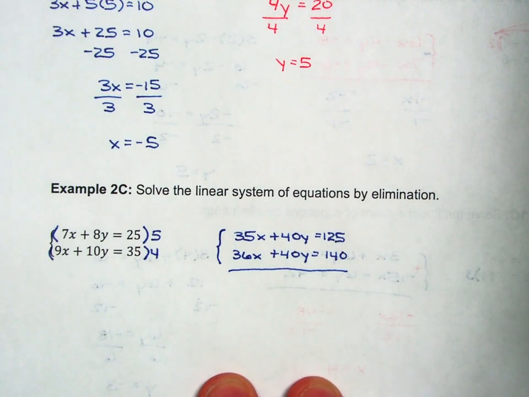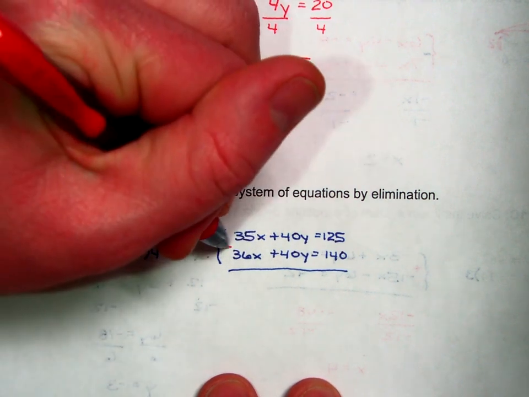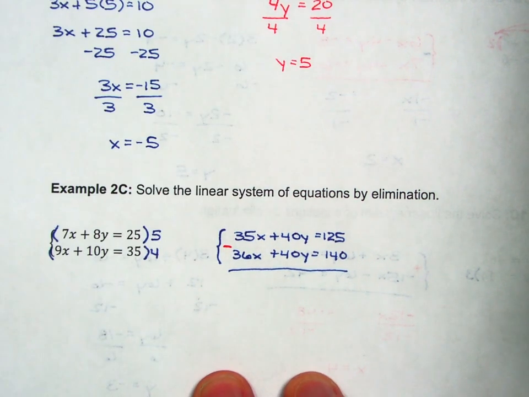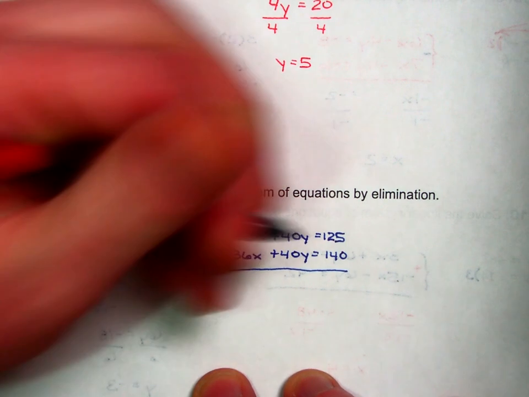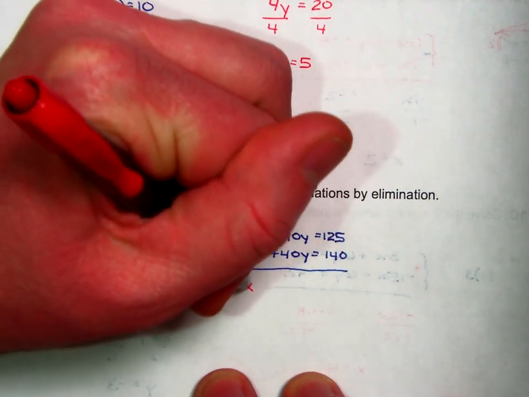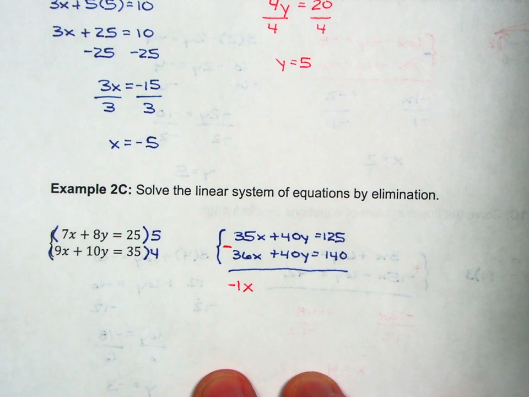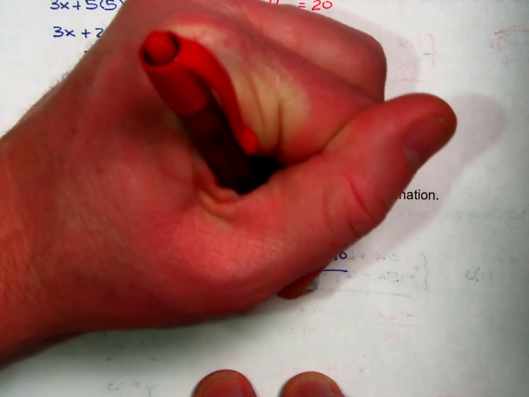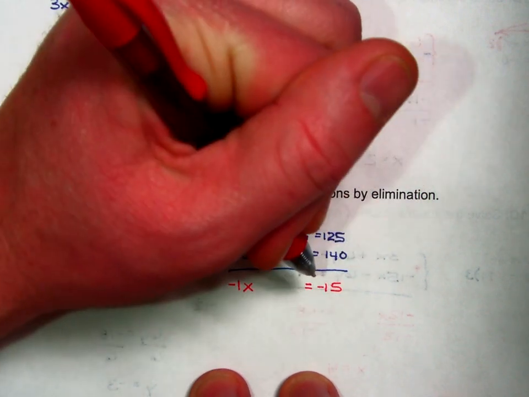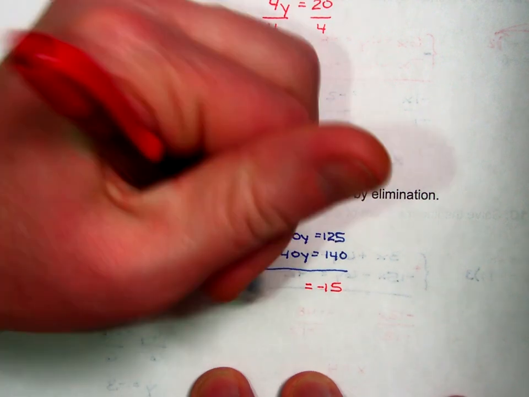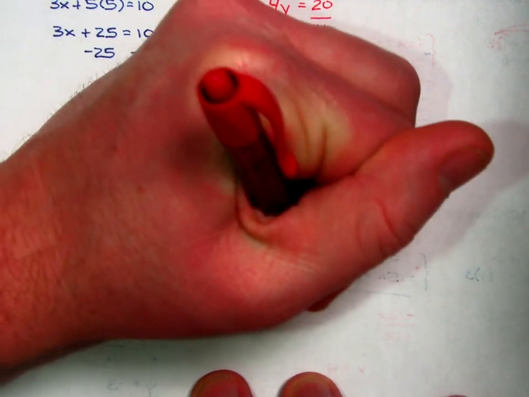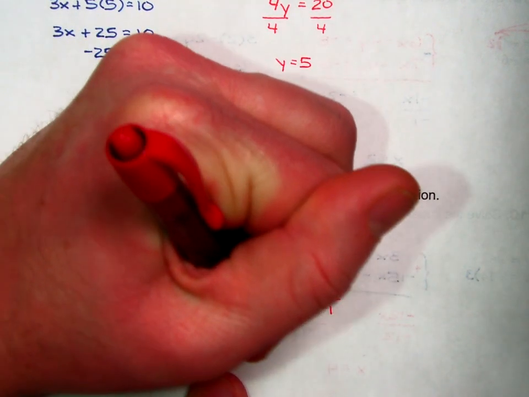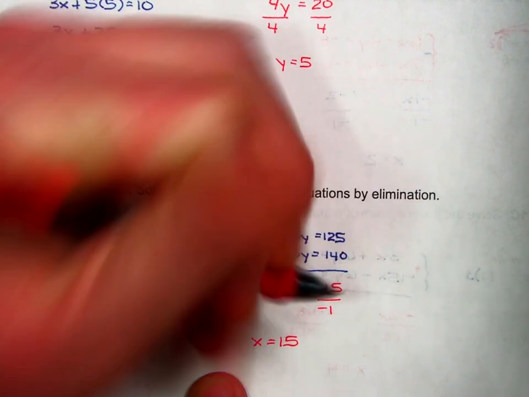I've got a positive 40 and a positive 40, so in order to eliminate those, it tells me I'm going to need to do a subtraction problem. So 35 minus 36 is going to be negative 1x. 40y minus 40y is now going to give me 0. And 125 minus 140 is now going to be a negative 15. If I divide each side by negative 1, that means that x is actually a positive 15.